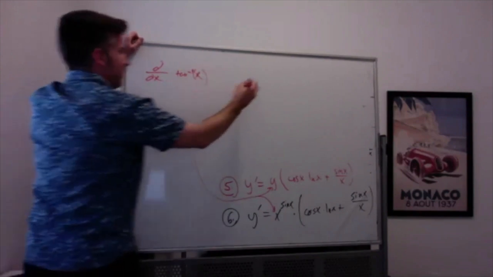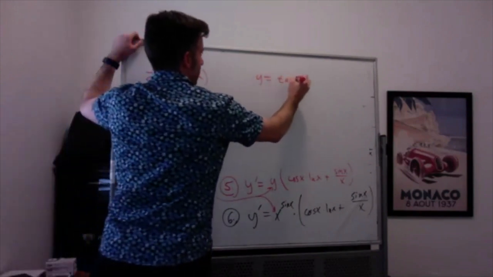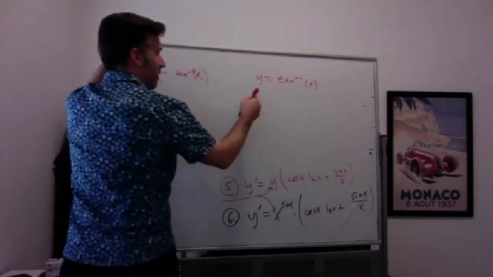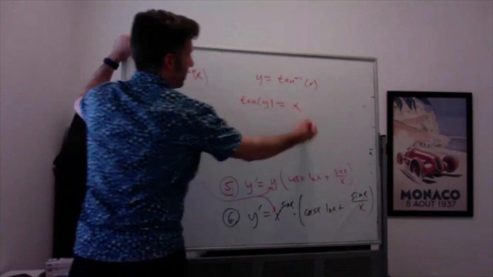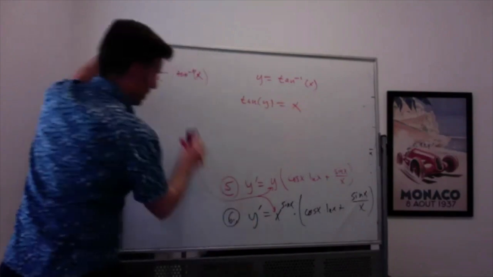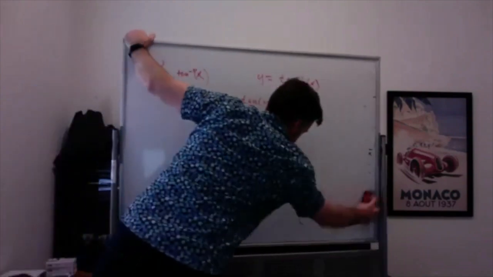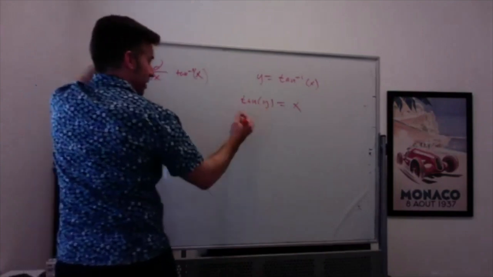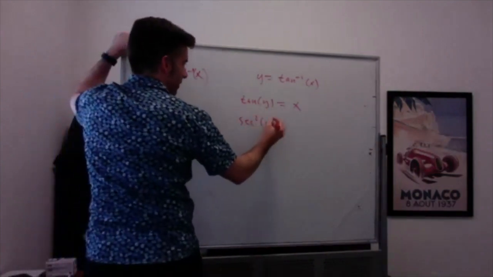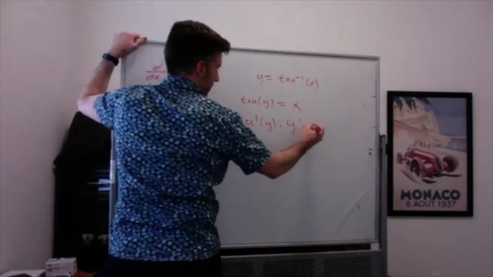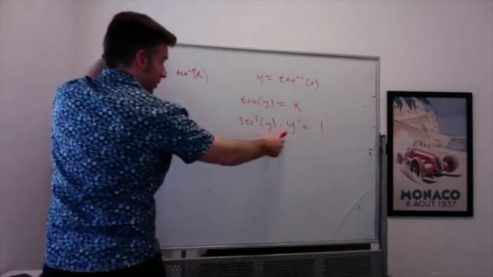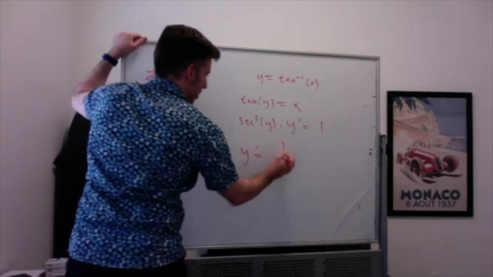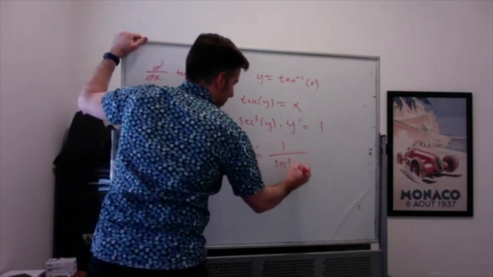If you're trying to do this, I would start by saying, okay, y equals inverse tangent of x. And then I would rewrite this as tangent of y equals x. I would differentiate that. Derivative tangent of some stuff is secant squared of the stuff times the derivative of the stuff equals 1, right? Derivative of x is 1. I would solve for y prime. Y prime is 1 over secant squared of y.